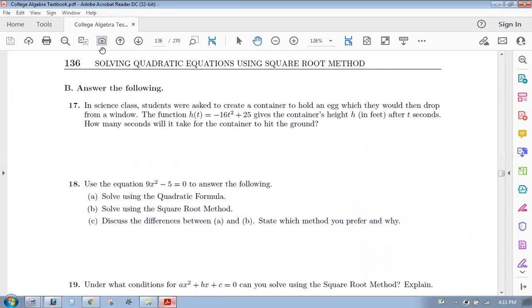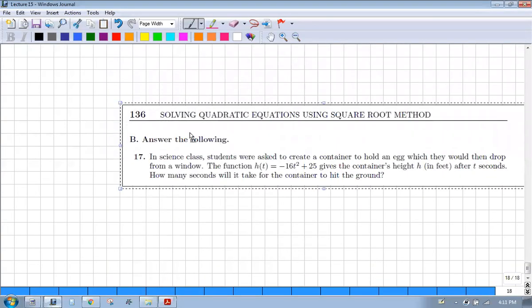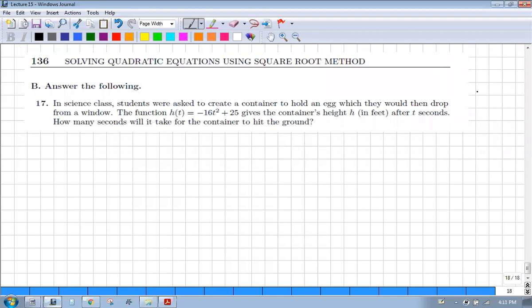All right, some word problems, page 136. In science class, students were asked to create a container to hold an egg, which they would then drop from a window. The function h of t gives the container's height in feet after t seconds. How many seconds will it take for the container to hit the ground? Well, here's the height at any given time. It hits the ground at height 0. So we just need to solve for the time.